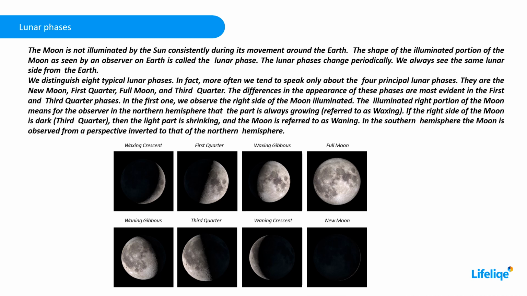If the right side of the moon is dark, third quarter, then the light part is shrinking and the moon is referred to as waning. In the southern hemisphere, the moon is observed from a perspective inverted to that of the Northern Hemisphere. Sorry about that, I was having a little bit of trouble with this page.